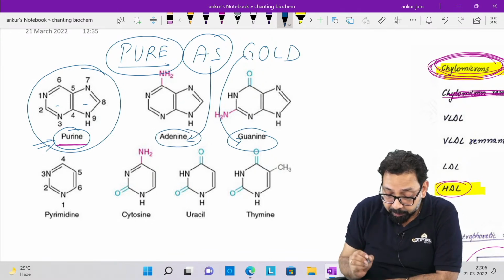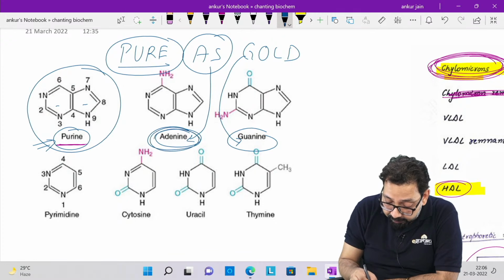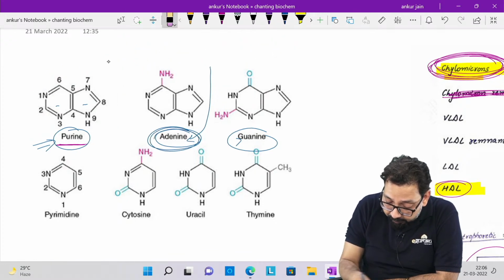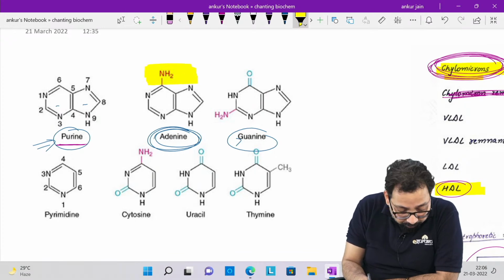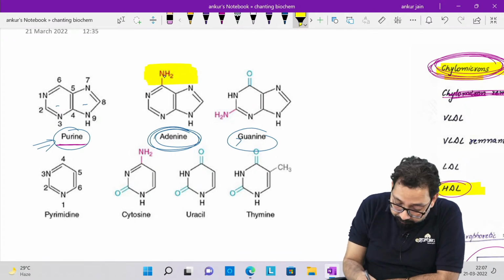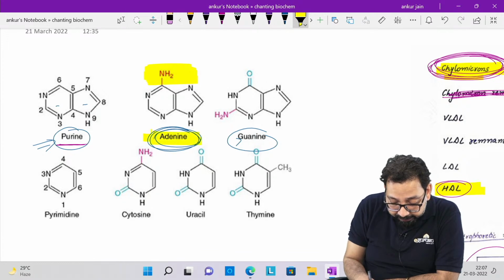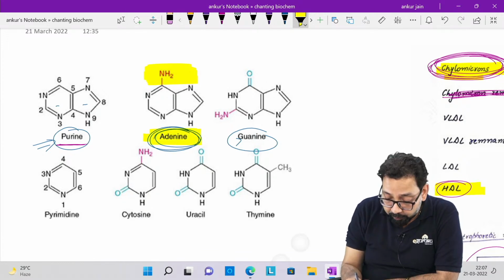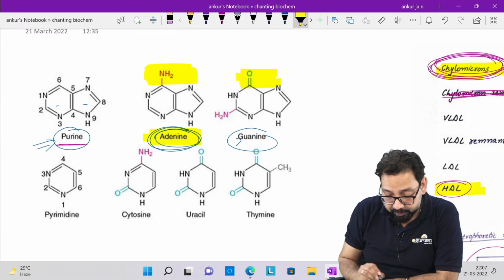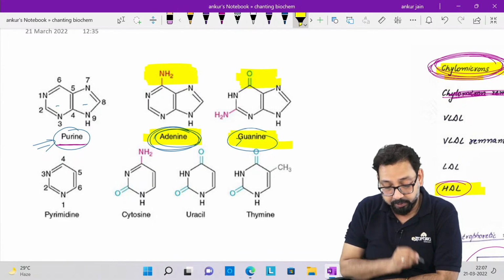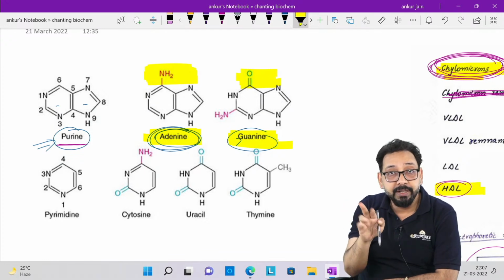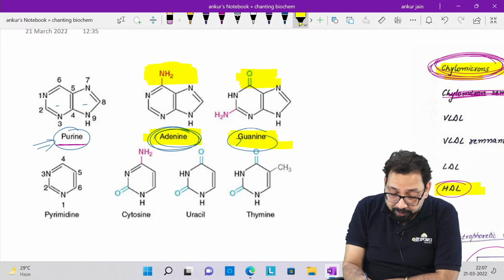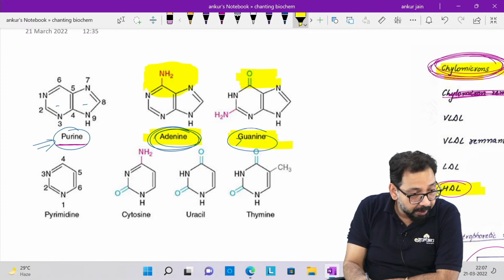How will you remember? A for adenine, A for amine. If on the top an amine is there, this is adenine. If on the top a keto group is there, this is guanine. So you can easily differentiate at the top: only amine is there, A for amine, A for adenine.